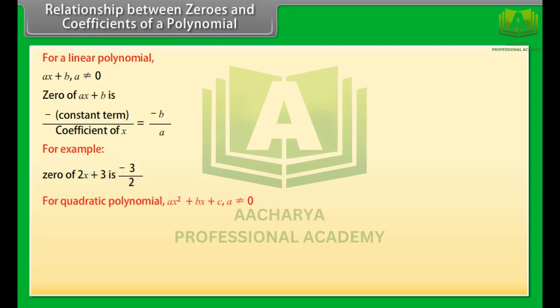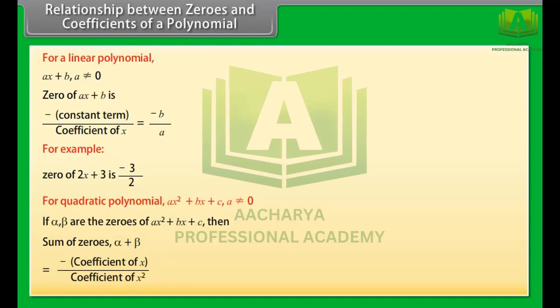For a quadratic polynomial ax² + bx + c, a is not equal to 0. If α, β are the zeros of ax² + bx + c, then the sum of zeros, α + β, is equal to −coefficient of x/coefficient of x², which equals −b/a. The product of zeros, αβ, is equal to constant term/coefficient of x², which is equal to c/a.